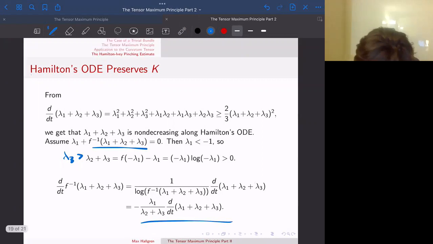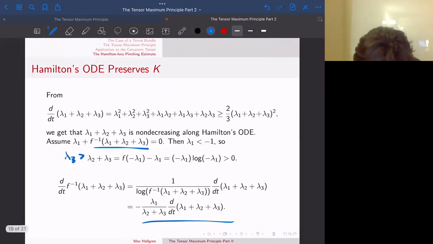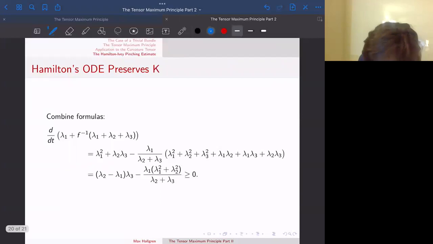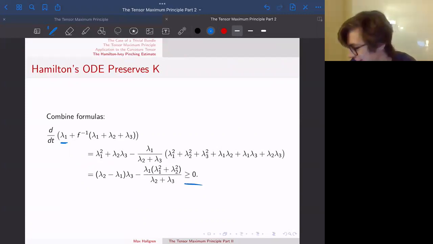Don't worry too much about the computations. I mean, you can. I'll post the slides, hopefully. Okay, so now if we add in this extra term, we do some algebraic manipulations, we just get that this is greater than or equal to 0. So I kind of ran out of time. Okay. Are there any questions about this last part?